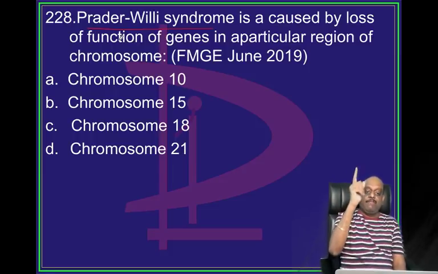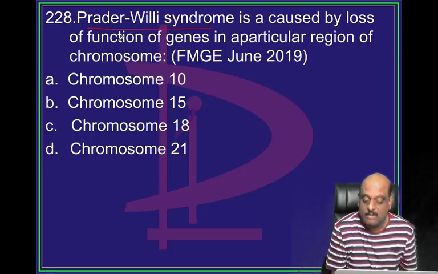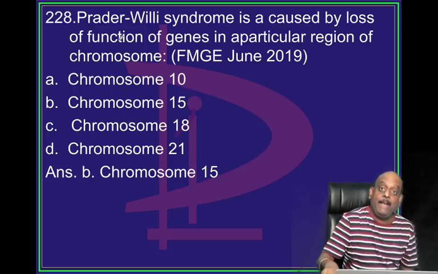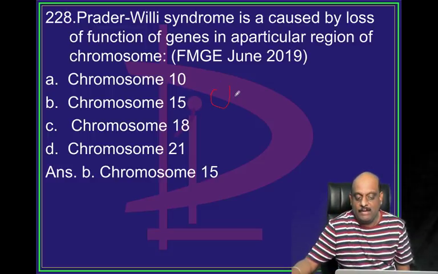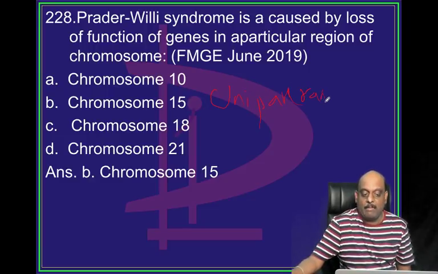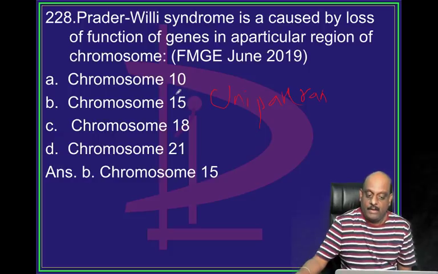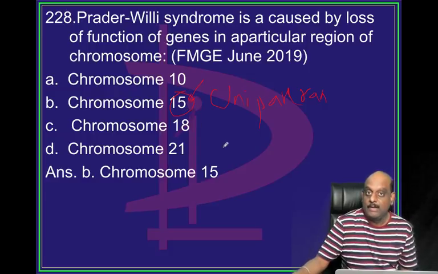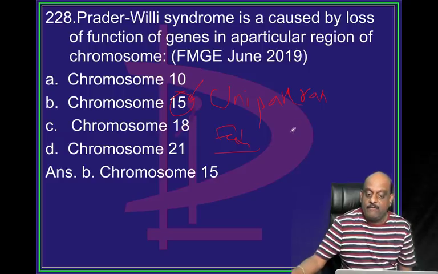is due to the loss of function of the genes in which chromosome? Chromosome number 15. So uniparental disomy, you should remember: if this abnormal chromosome 15 comes from the father, you get Prader-Willi. If it comes from the mother, you get Angelman.